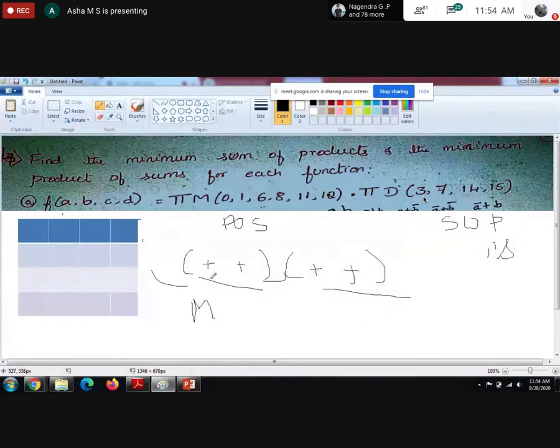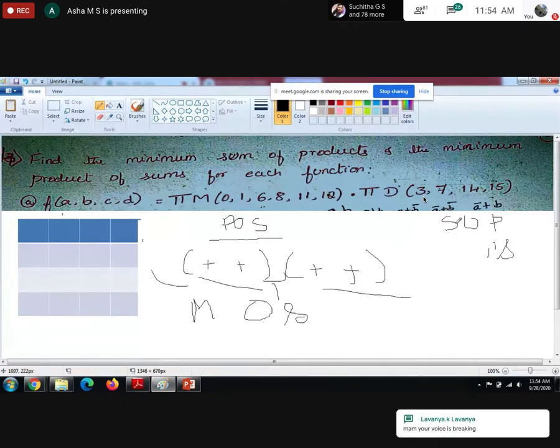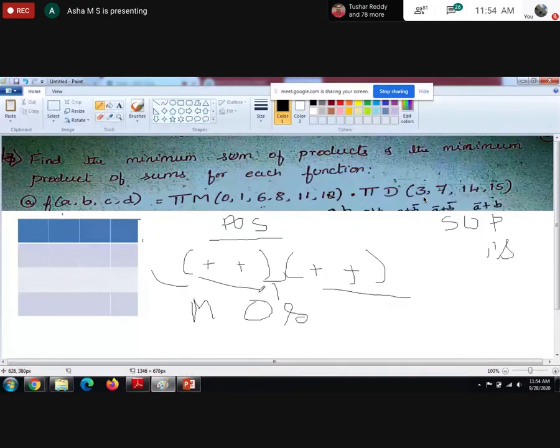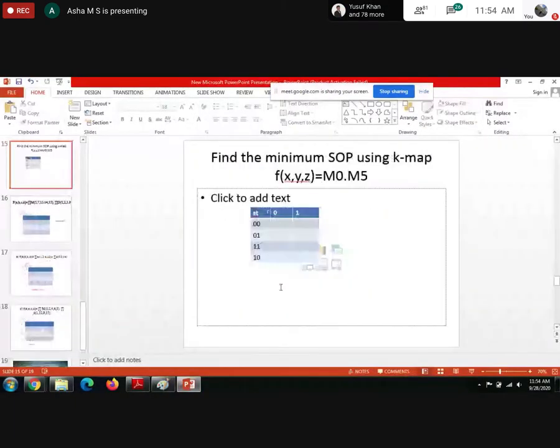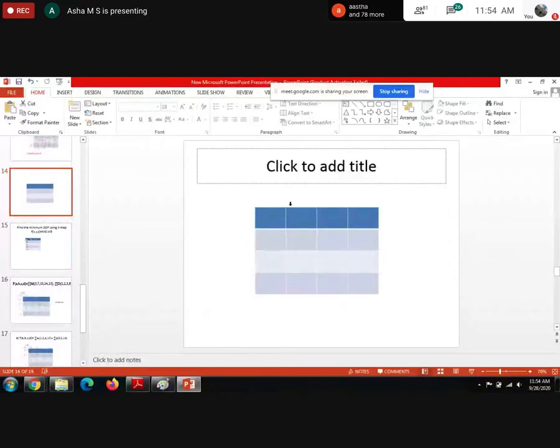So when we are going to find the POS, we will be looking for zeros. Looking for zeros is nothing but we are going to group zeros. So it's a reverse of SOP, that's it. Here we used to group for ones, here we will be grouping for zeros. Here we will find the minimum SOP, here we will be finding the minimum POS. So how to write the truth table for POS, we'll see first.